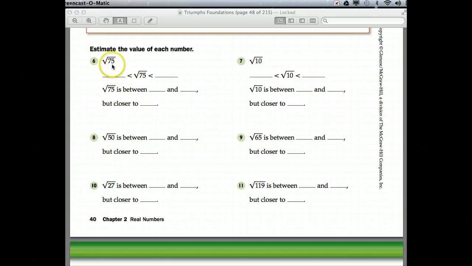Okay, time for us to do a little more practice. We've got problems 6 through 11, so I want you to take a little bit and estimate the value of each number. So I want you to pause the video and work each of these problems and then come back in a little bit and we'll go over the answers together.